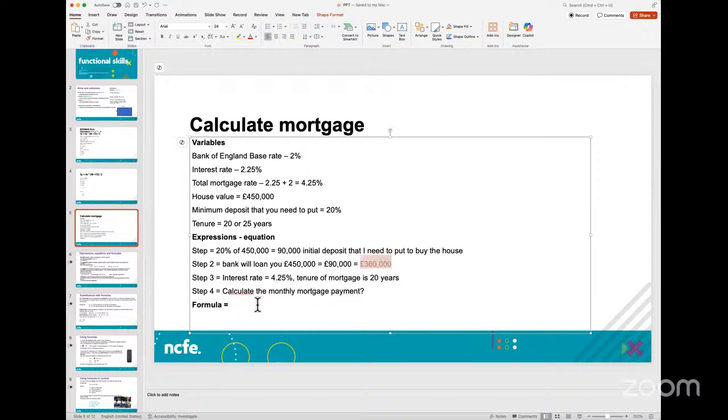Now I need to know the formula to calculate the monthly payments. That is what I need. So what would the formula be? Now this is a standard formula, and that is something that we need to know to be able to put this across.